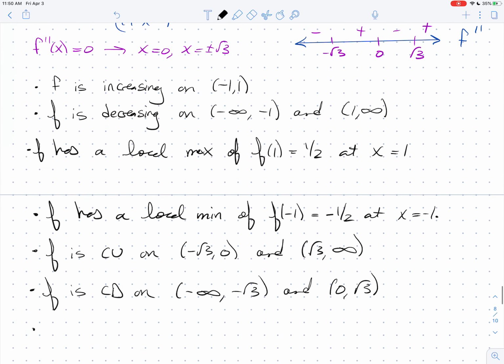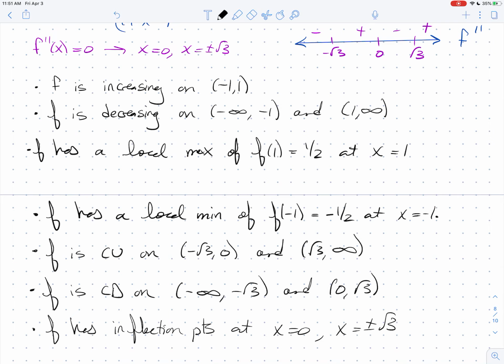And I should also list the inflection points, right? I'm changing sign here, here, and there. So f has inflection points at x equals 0 and x equals plus or minus root 3. Woo, okay, now that's all the information that you could write down on an exam. I'll ask you for some, if not all of this.